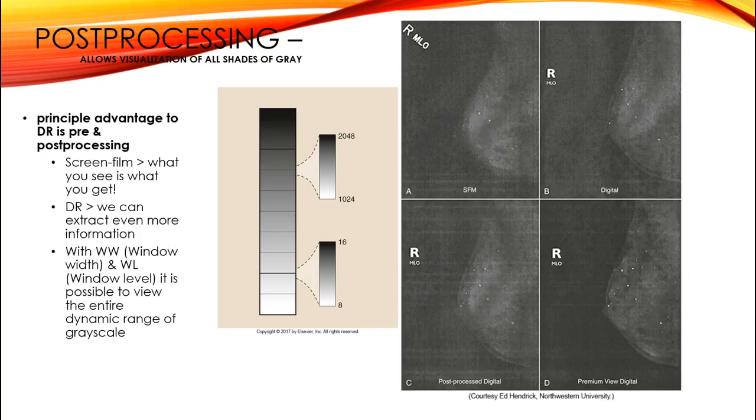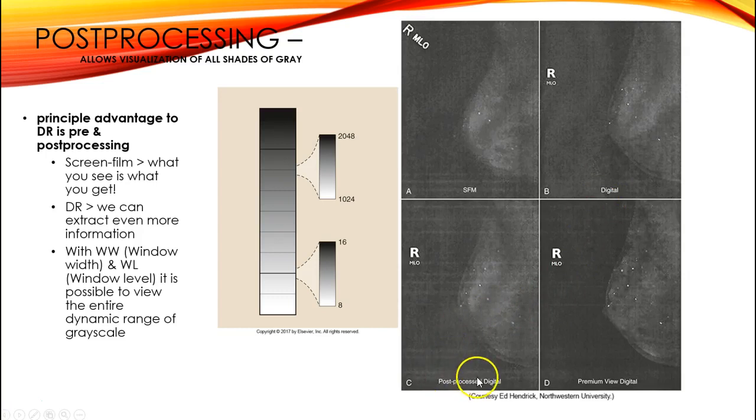Okay, and that's why in DR, you can use an incorrect technique and still have a decent image that can be read. Okay, the principal advantage to DR is the pre and post processing. In screen film, like I said, you get what you get. Okay, A is an example of screen film. It's a decent technique for a mammography film, but it's limited because it's screen film. Okay, with DR, we can extract even more information. Okay, so this is our digital image that came out as soon as we pressed our exposure button.